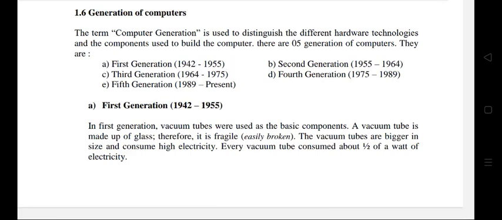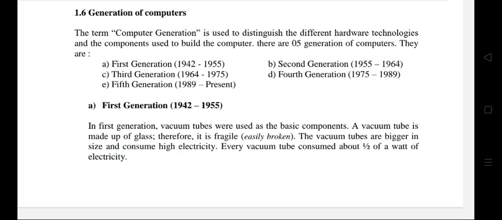Generation of computers. The term computer generation is used to distinguish the different hardware technology and the components used to build the computer. There are 5 generations of computers. They are first generation 1942 to 1955, second generation 1955 to 1964, third generation 1964 to 1975, fourth generation 1975 to 1989, fifth generation 1989 to present.